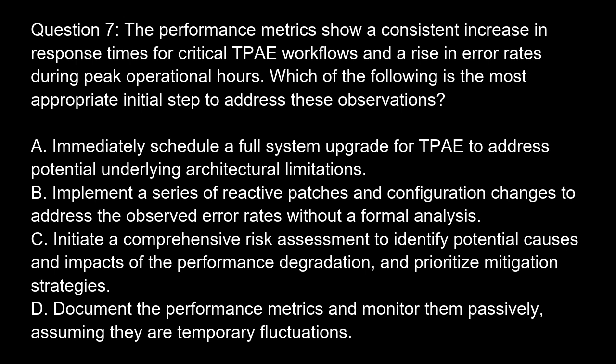Option A. Immediately schedule a full system upgrade for TP to address potential underlying architectural limitations. Option B. Implement a series of reactive patches and configuration changes to address the observed error rates without a formal analysis. Option C. Initiate a comprehensive risk assessment to identify potential causes and impacts of the performance degradation and prioritize mitigation strategies. Option D. Document the performance metrics and monitor them passively, assuming they are temporary fluctuations.